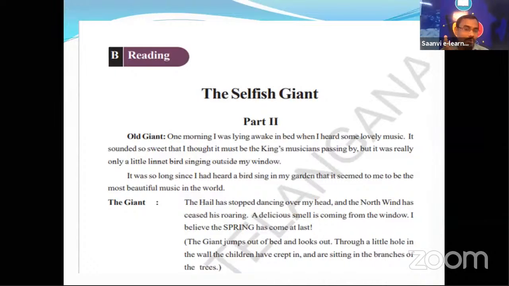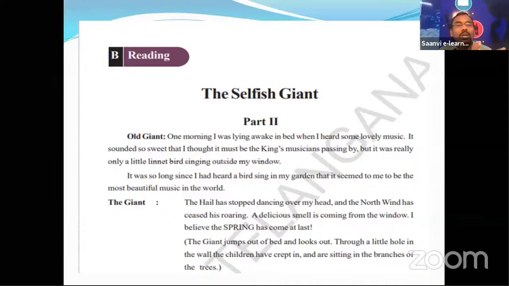We already learned in the previous session that the giant built a wall around the garden. Why? Because the giant didn't want the children to enter his garden. That's why he built a high wall around the garden. But someone made a little hole in the wall. So the children have crept in.